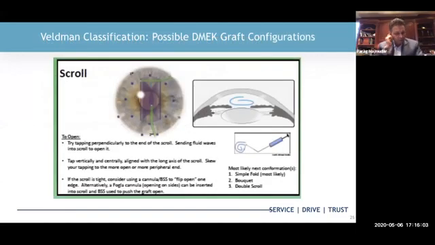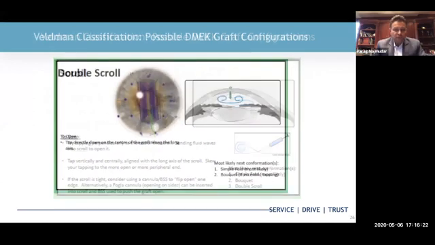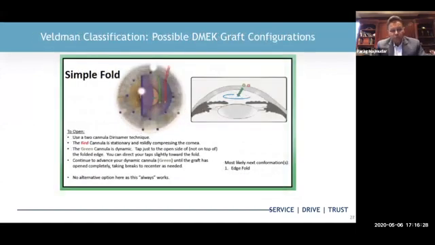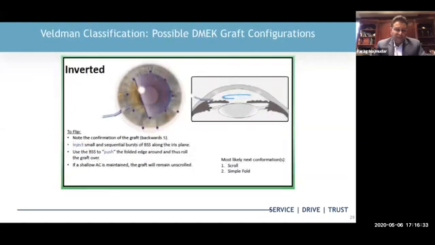This is from an article or a presentation that Peter Veldman from the University of Chicago did. And he kind of really made this very graphically easy to understand that there are just a very few ways that a DMEC graft can show up inside or present itself inside the eye. You can have a scroll as it's shown here. You can have a double scroll where the edges are kind of a little bit more tightly scrolled together. You can have a simple fold where it's almost like a partial taco. You can have it flipped over.